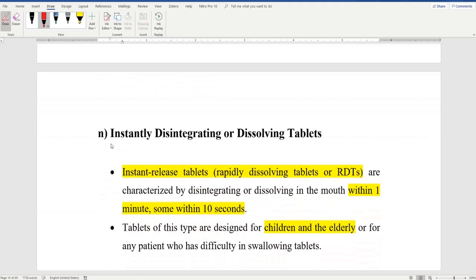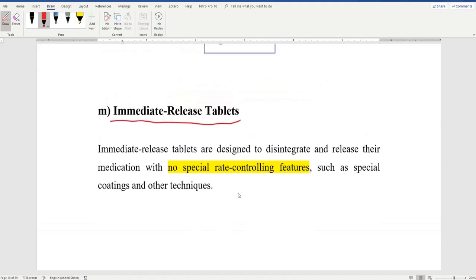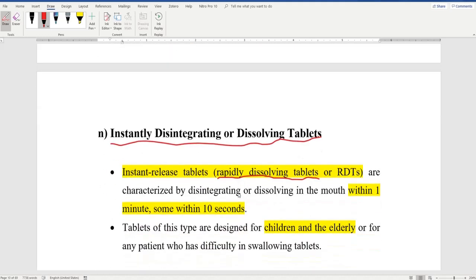Now I want you to compare what I said with another type of tablet, اللي هو إيش؟ Instantly, يعني quickly, very fast, super fast, instantly disintegrating or dissolving tablet. Or also we call them rapidly dissolving tablets, RDTs. Is it different from immediate? Yes, it's very different. These instantly disintegrating or dissolving tablets are much faster in dissolving and disintegrating, much faster, superpower.